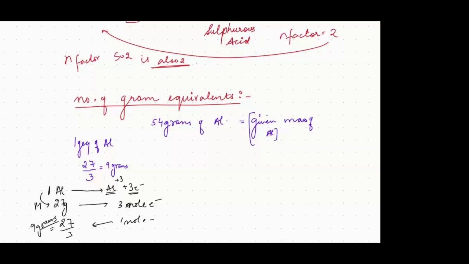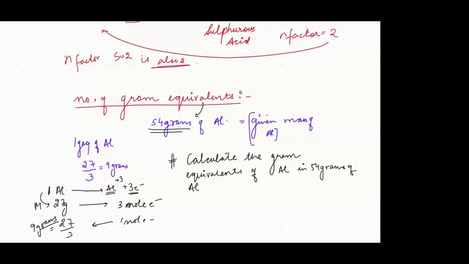So now you understand, I have one packet of 54 grams. The question says, how many gram equivalents are there? Calculate the gram equivalence of aluminium in 54 grams of aluminium.